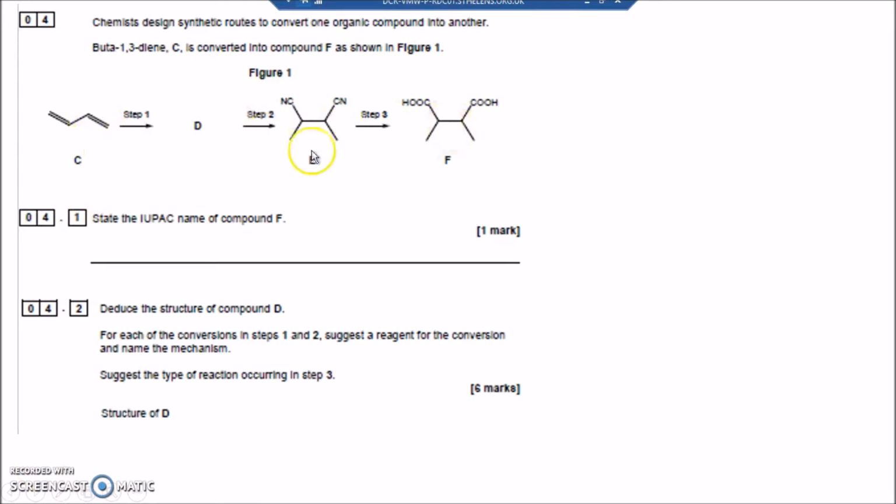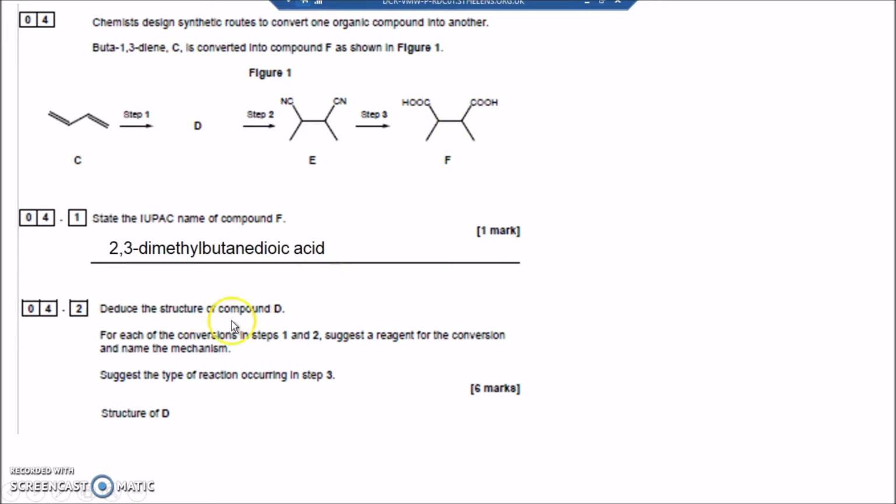Okay, so I've got a reaction pathway here. Give the name of compound F. So let's have a look. It's got 1, 2, 3, 4 carbons, so it's but-, and it's a carboxylic acid, so it's butanoic acid, but it's got two carboxylic acids, so it's butanedioic acid, with a methyl group on carbons 2 and 3. So it's 2,3-dimethylbutanedioic acid.